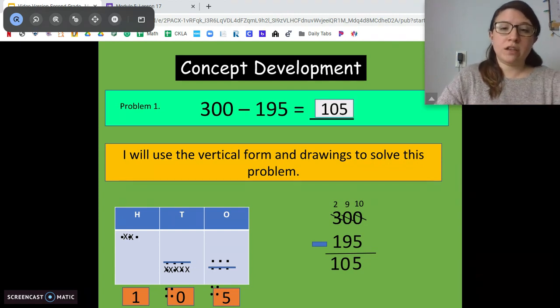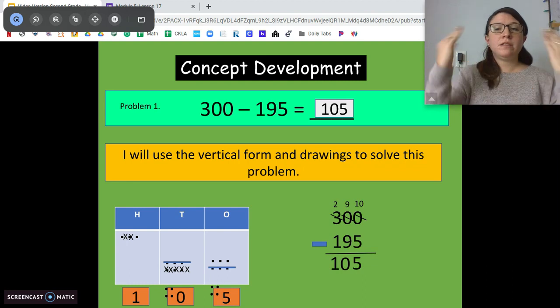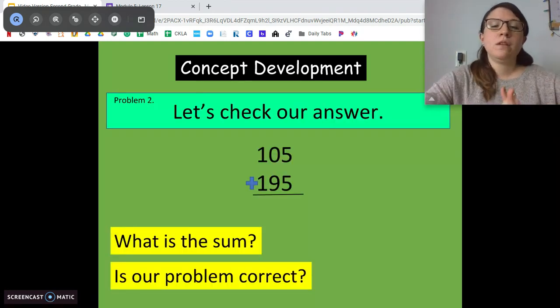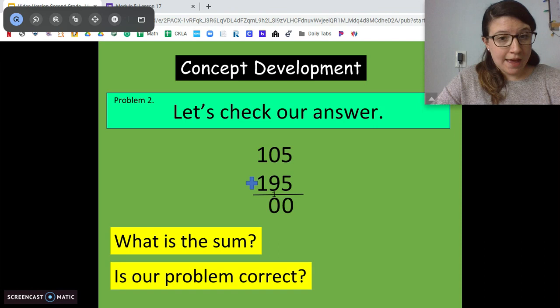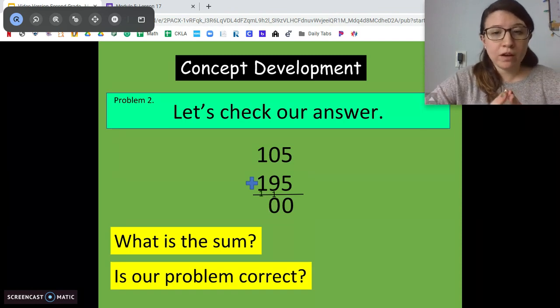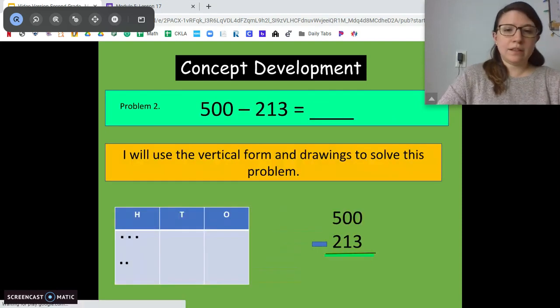All right, let's check our answer. We're going to add 195 to 105 to make sure we get our whole of 300. So let's add our 1s. 5 plus 5 is 10. I'm going to move my 1 over. 1 plus 9 is 10. Move my 100 over. 1 plus 1 plus 1, 100, 200, 300. We got it. All right, let's do another one together.